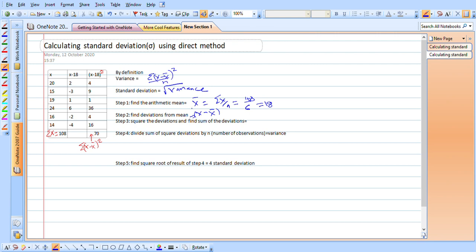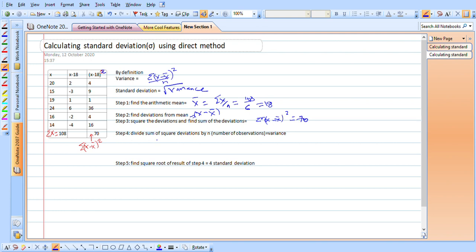Then after that, we square the deviations, x minus 18 squared. So for each of the x, 20 minus 18, you square, 15 minus 18, you square, and so on and so forth, and get the total. The sum of the squared deviations, the sum of (x minus x bar) squared, our data gives us 70.